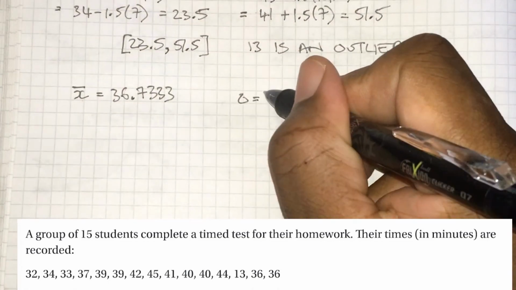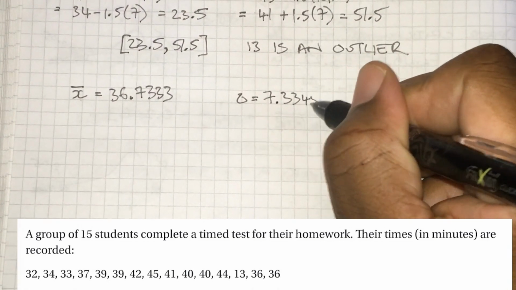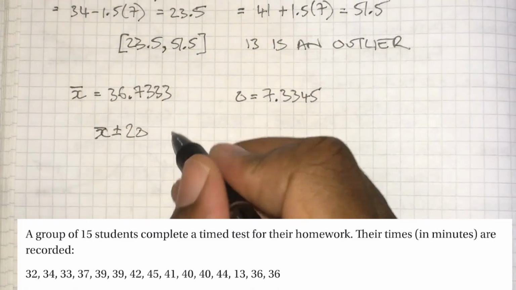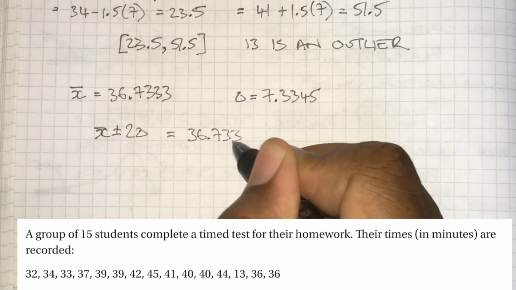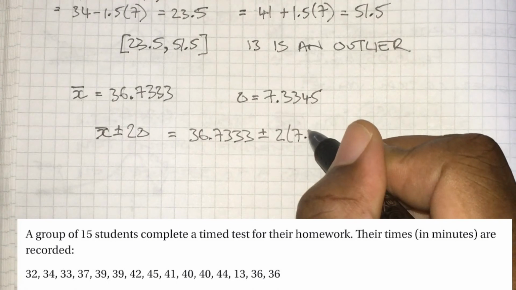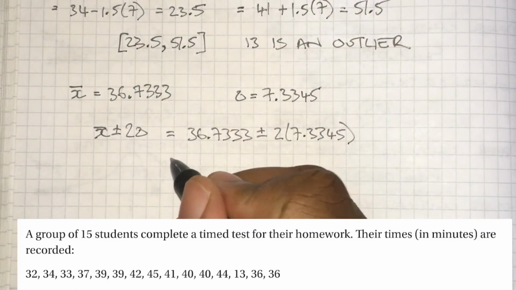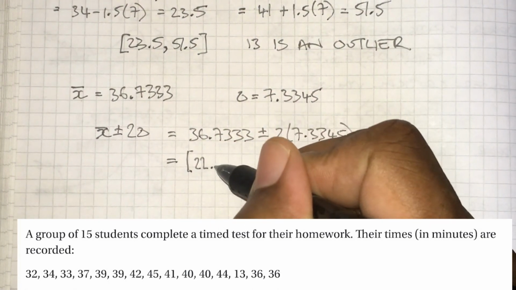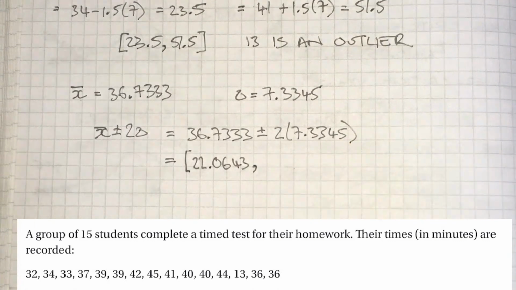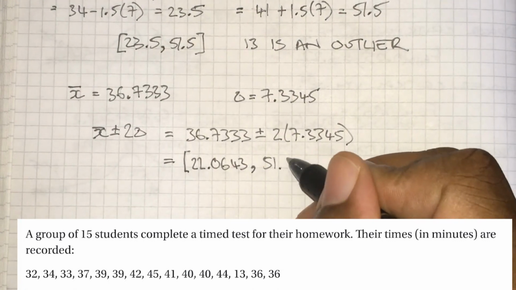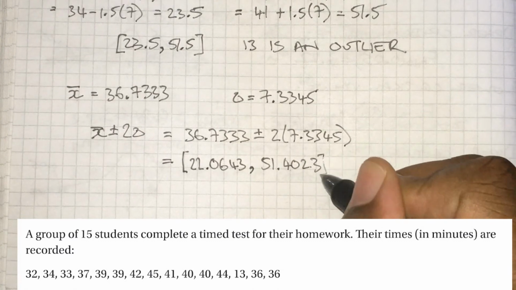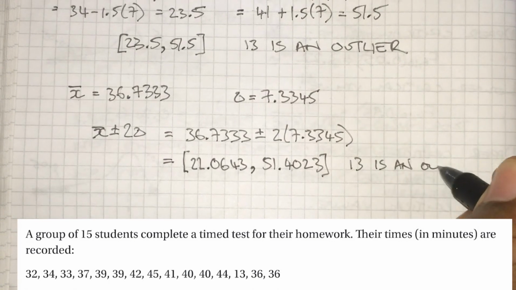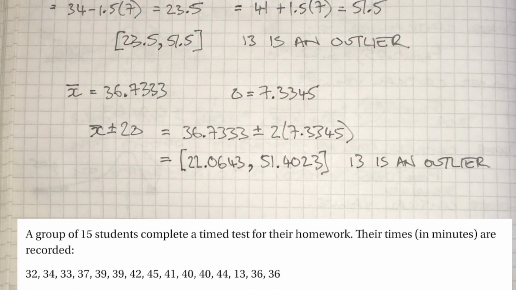So let's revisit this earlier question, and from here I can calculate x bar and sigma, all from this original data. And if I put that into the formula, x bar plus or minus 2 standard deviations, we get limits for our acceptance region, which are quite similar. I've got 22.0643 as the lower limit of acceptance and 51.4023 as the upper limit of acceptance. Anything beyond these would have been an outlier. And once again, even with this new definition, 13 is still an outlier.